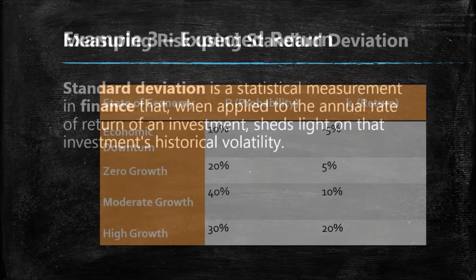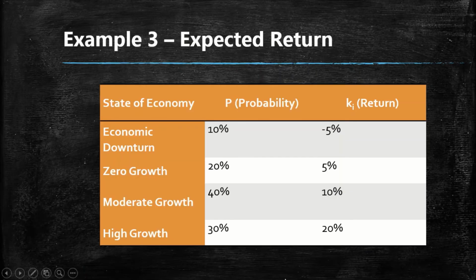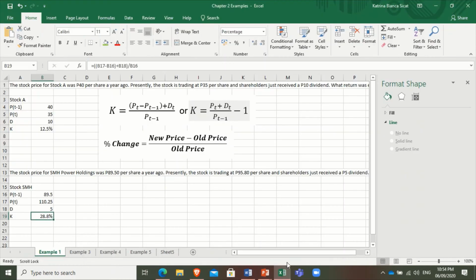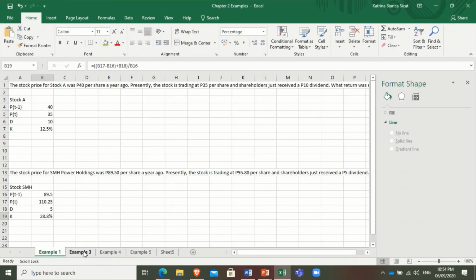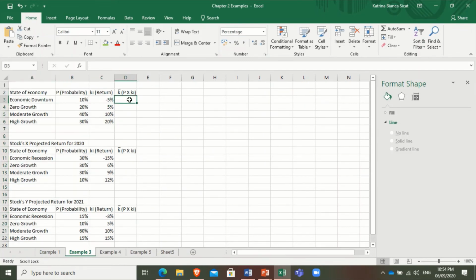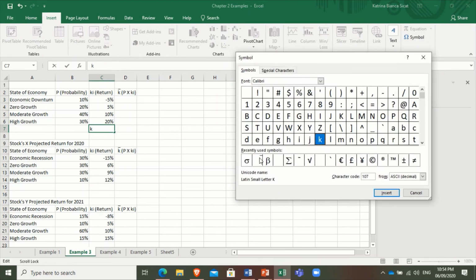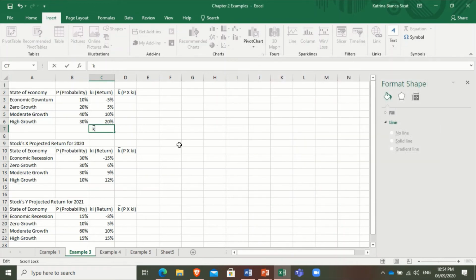So, how do we apply the formula with this given example? I'm just gonna share with you kung paano ko siya ginawa sa Excel sheet. Given that scenario, ginawa ko na siya dito. For you to get your expected return, so sulat natin dito, K, kasi yan yung ibig sabihin ng expected return. Tapos, lagyan natin siya ng bar sa taas. Insert. Ayun, meron na siyang bar sa taas.